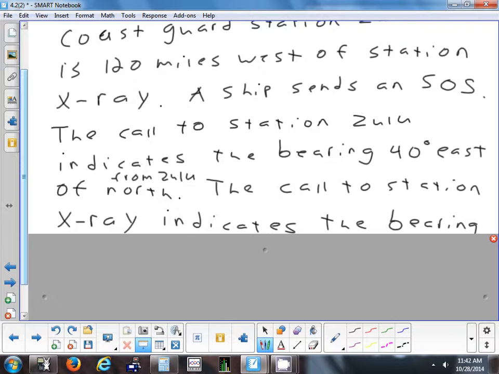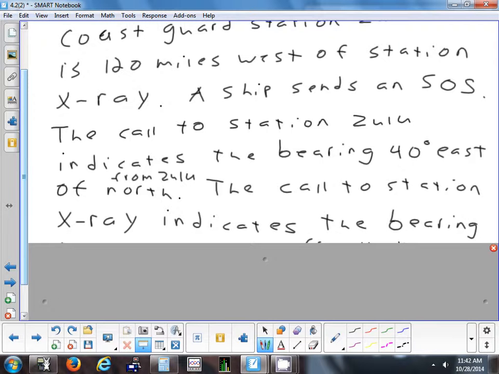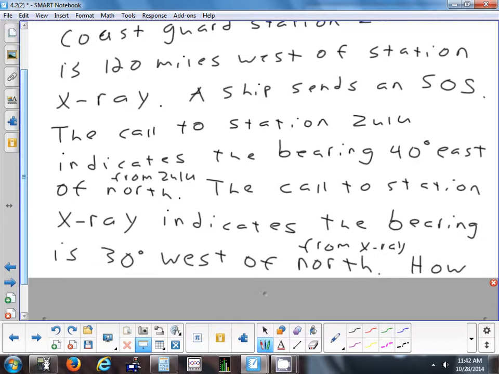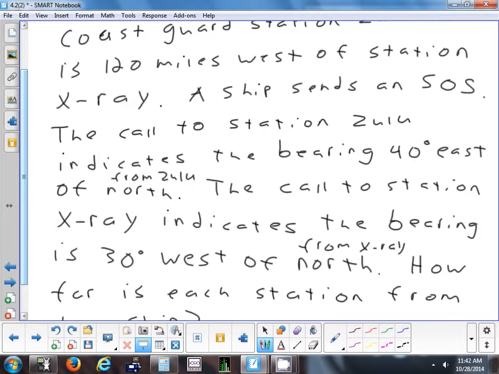Okay, X-ray though gets a different bearing because they're 120 miles away from the other station. Okay, so their bearing for the boat is 30 degrees west of north. So when we sketch it, you're going to see that the boat is between the two Coast Guard stations. Not necessarily exactly centered, but it's somewhere between the two out in the ocean. Okay, and what we want to find out is how far each station is from the ship. So again, on a test, that would all be written for you. It's kind of a lot to copy, but it would all be on the test.